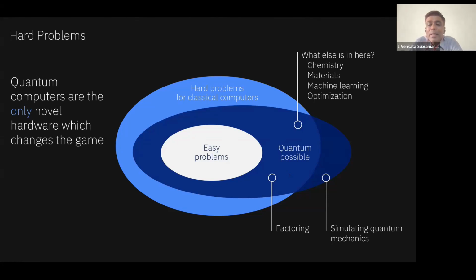And then there is a class of problems here on this outer edge which can never be done on classical computers. So what are those problems? Things like simulating small molecules. The interactions between molecules are a quantum mechanical thing. You can never simulate that on a classical computer because that whole phenomenon is quantum mechanical.